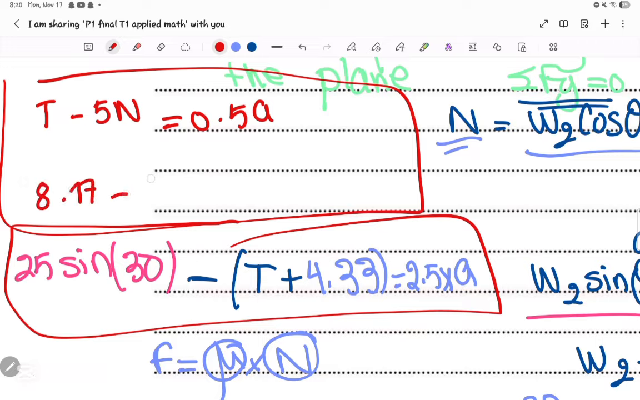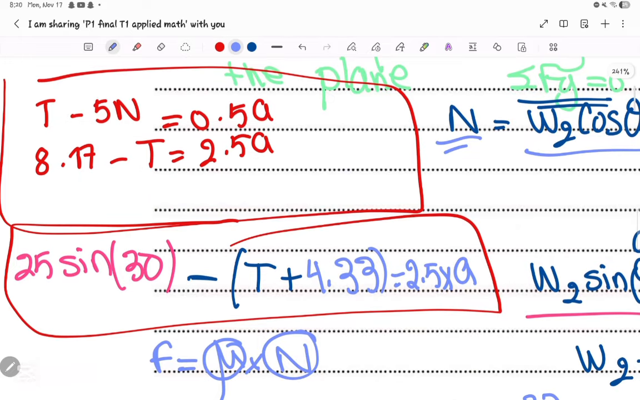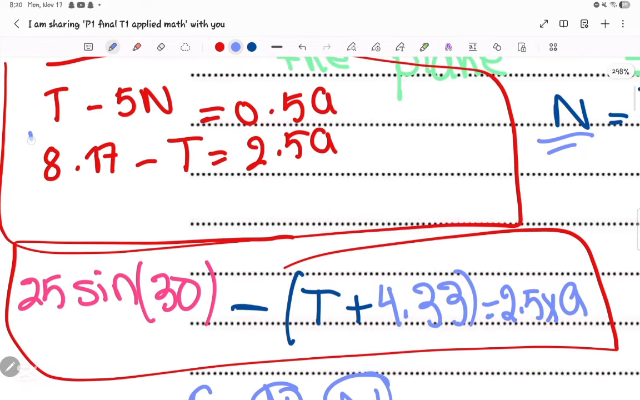8.17 minus tension is equal to what? Is equal to 2.5A, right? So let me move this a little bit up. Now what can I do? Now I can add them together. So I can add this and this together. So tension and tension will go bye-bye, right? And what am I left with?